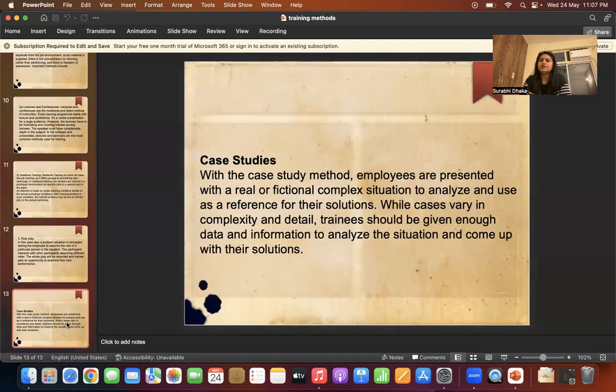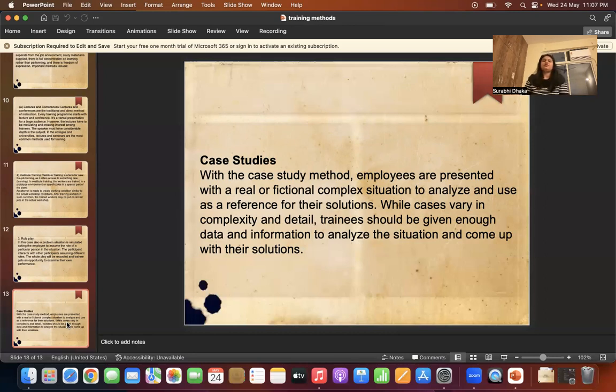With the case study method, employees are presented with a real or fictional complex situation to analyze and use as a reference for their solutions. While cases vary in complexity and detail, trainees should be given enough data and information to analyze the situation and come up with their solution.